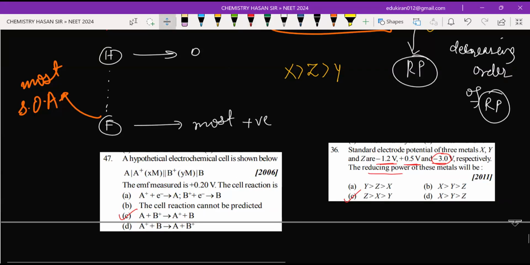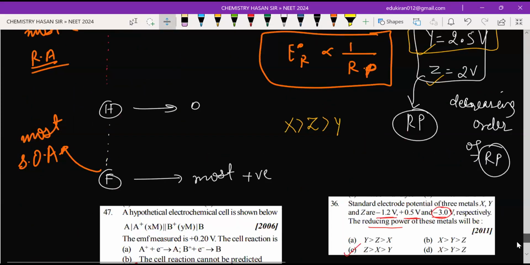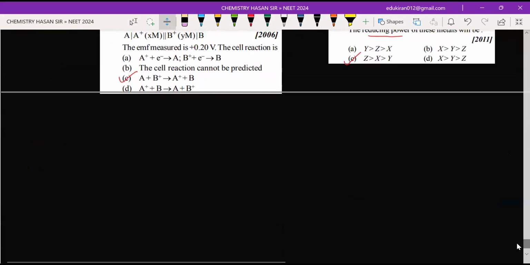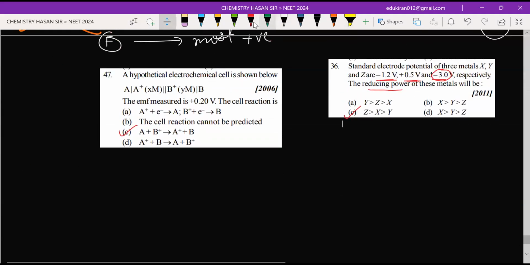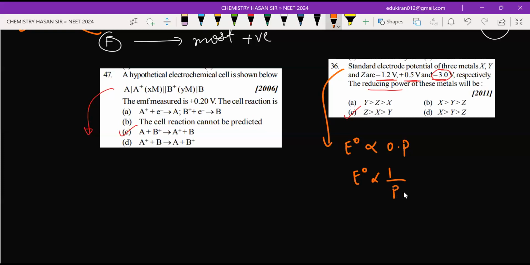Are you done with this? Have you got it? Any answer for question number 47? Yes, sir. It's based on the number? Yeah, I told you that this is the value of standard electrode potential, right? So I told you E naught is directly proportional to oxidizing power and E naught is inversely proportional to reducing power. Okay.